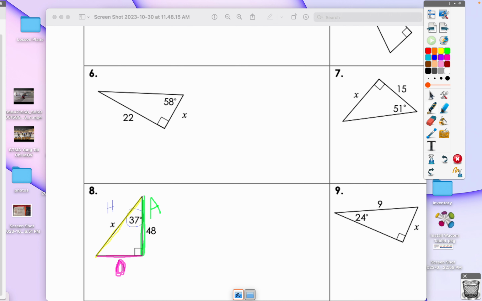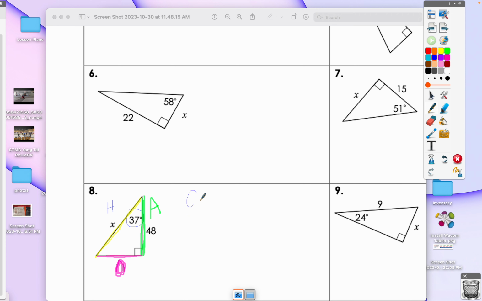All right, now here comes the hard part, you guys. Which formula do you pick? Well, it depends on what two things you have to plug in for. Remember, you replace the theta with the angle, and you have to replace two things. You have to pick the formula that has an H in it and an A in it. The only formula that has those two things, because you replace H with an x and A with a 48, is the cosine.